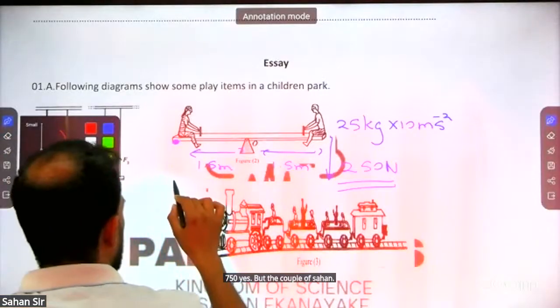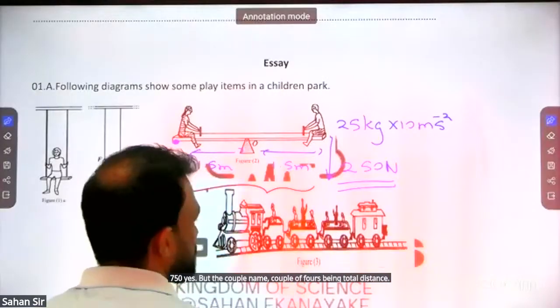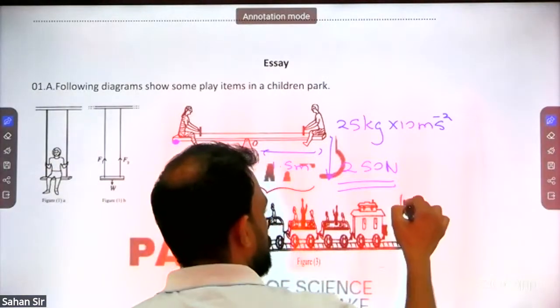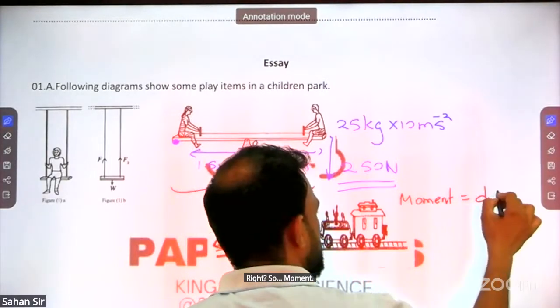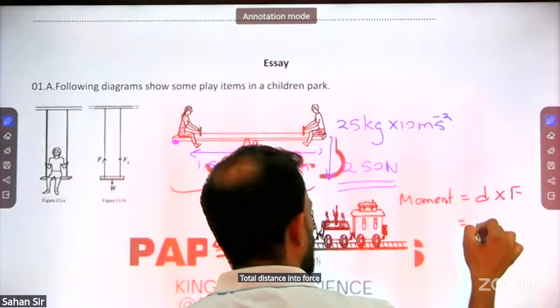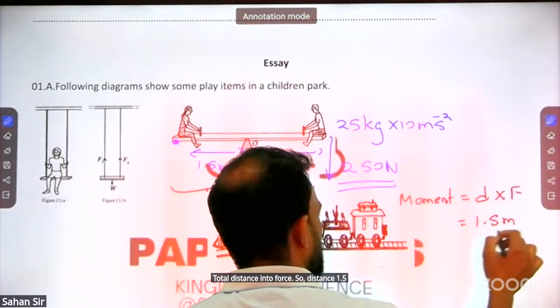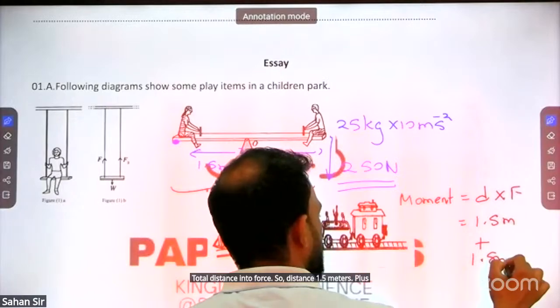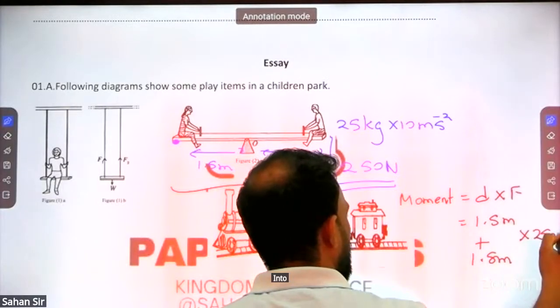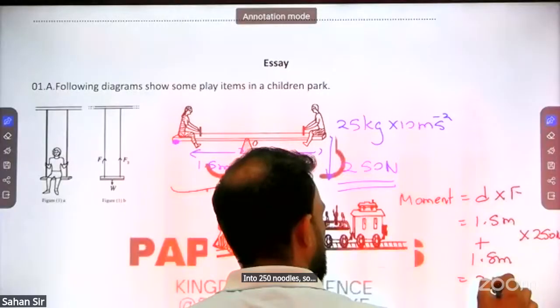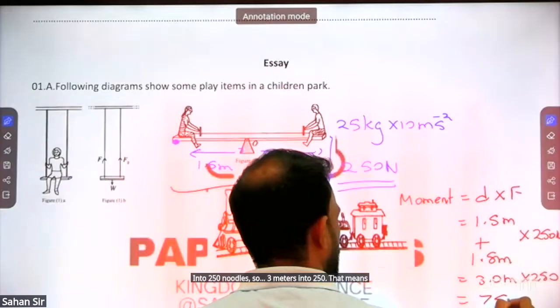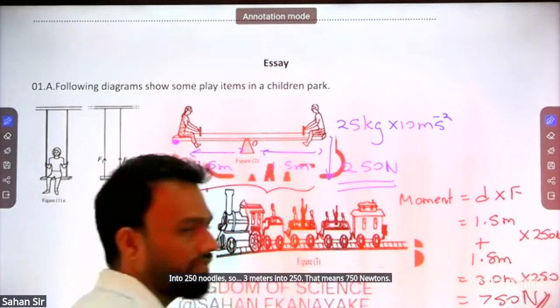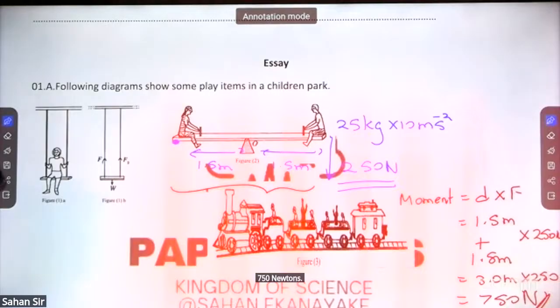Couple of force mean total distance into force. So distance like 1.5 meters plus 1.5, into 250 newtons. So 3 meters into 250. That means 750 newtons.